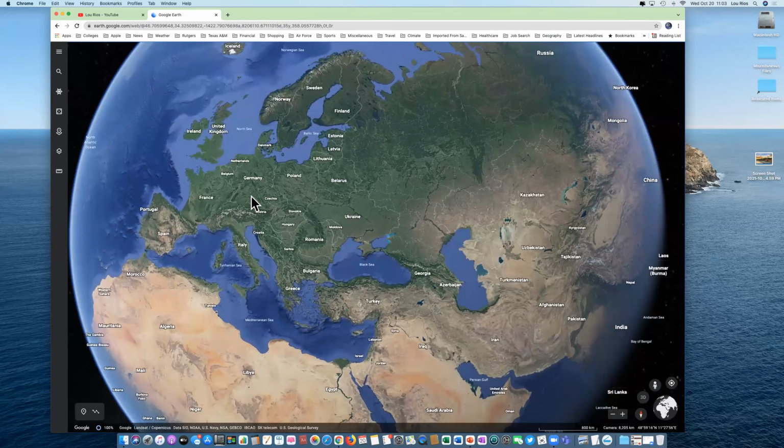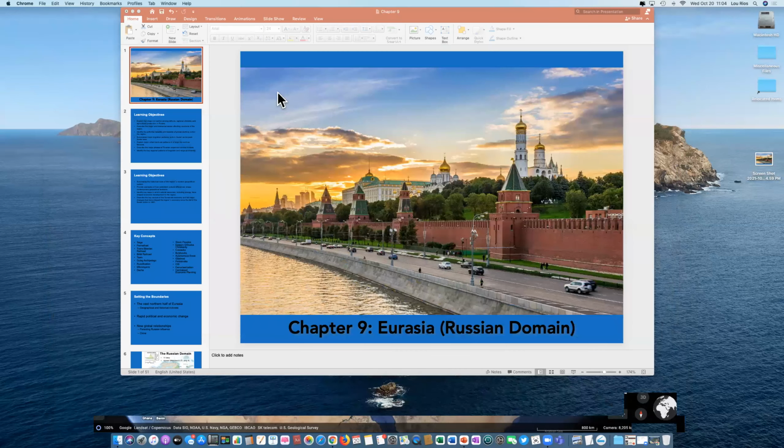So that is your Google Earth mini tour. I highly encourage you to look at it on your own using Google Chrome. It is definitely worth your while. All right, so here's the presentation itself. Again, either Russian domain, Eurasia.